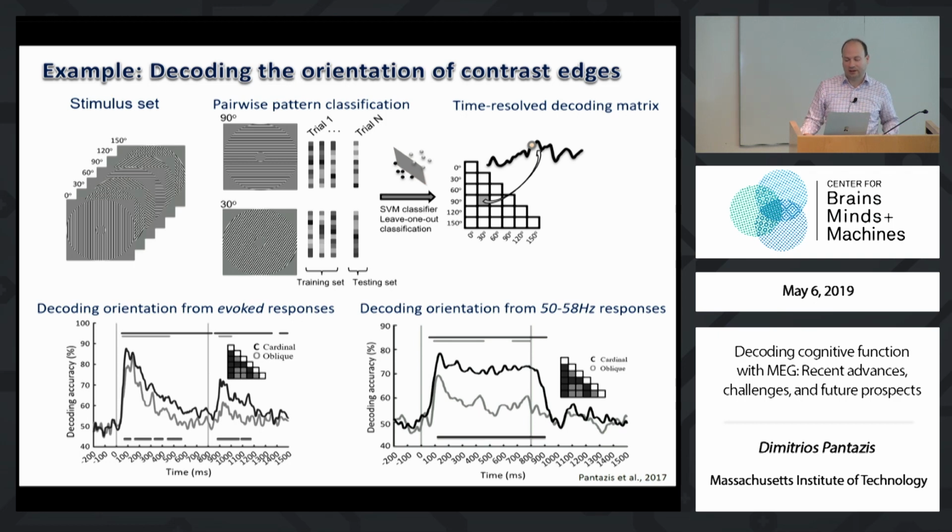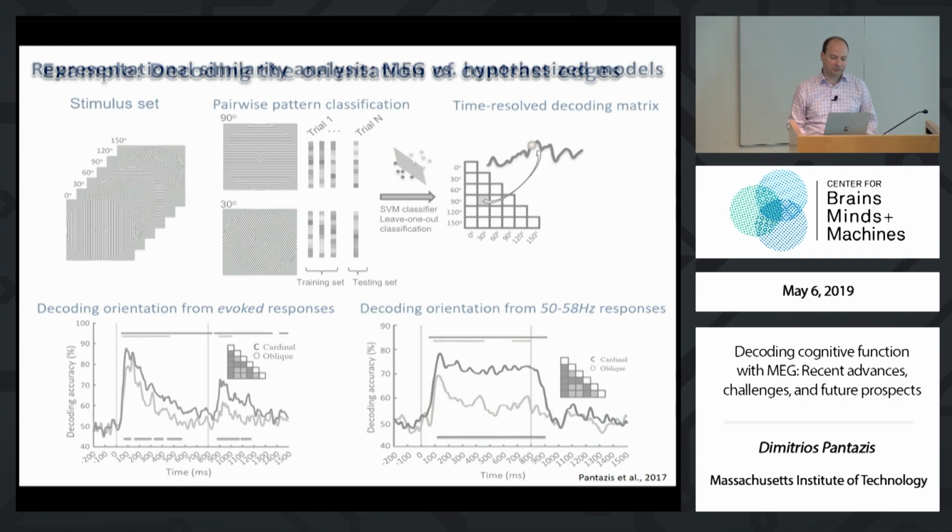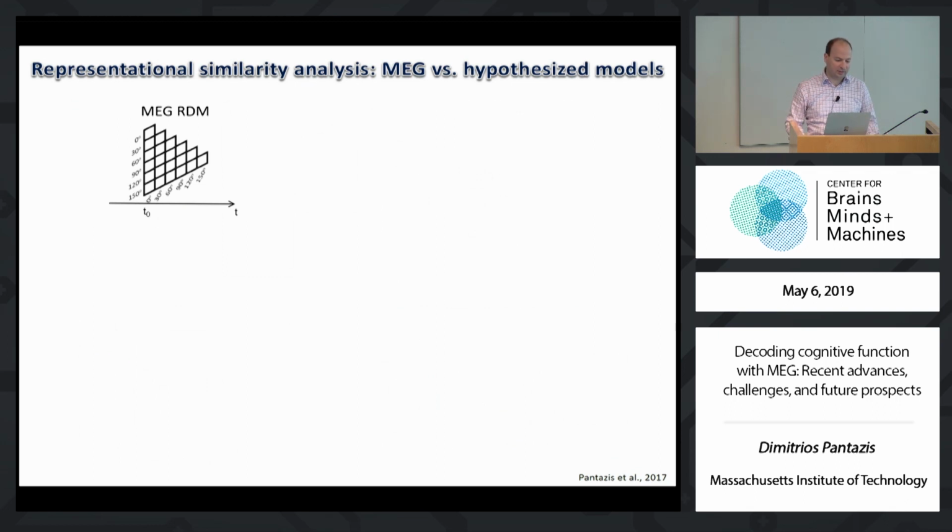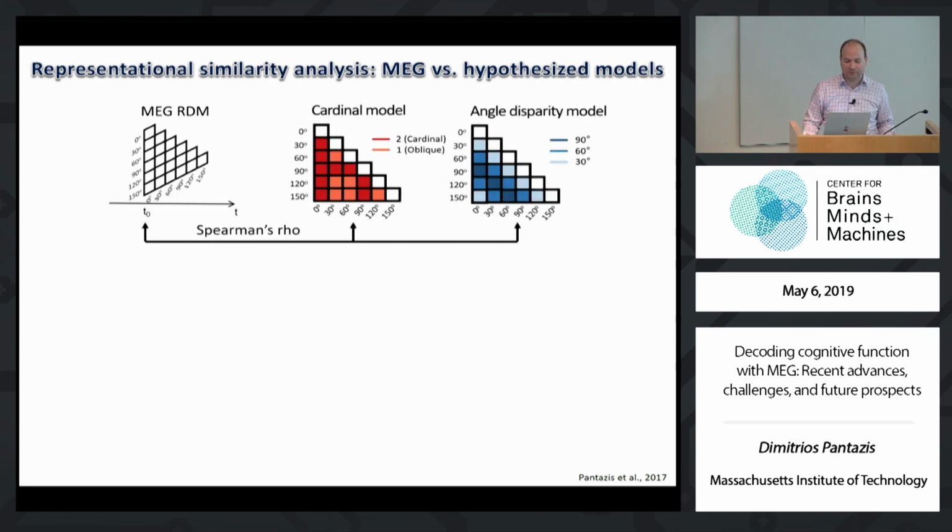So using analysis like this, without even having seen the data, in fact, I haven't even showed you the MEG data, we already know a lot about the MEG data, how the information localizes in time, and what kind of information is contained in terms of cardinal oblique orientations in this case. And even more, this analysis avenue is really fruitful because now we can get these matrices and compare them against hypothesized models. In this case, we have a cardinal model and an angle disparity model. The cardinal model presumes that cardinal orientations are stronger represented than oblique orientations. The angle disparity model assumes that decoding is related to the difference in angle between pairs of stimuli.